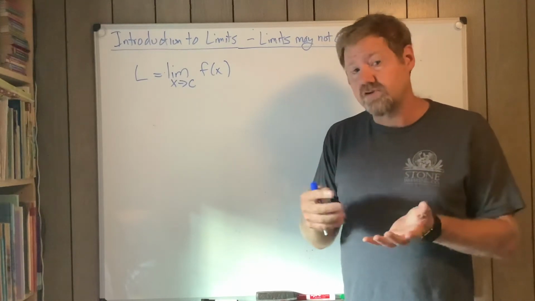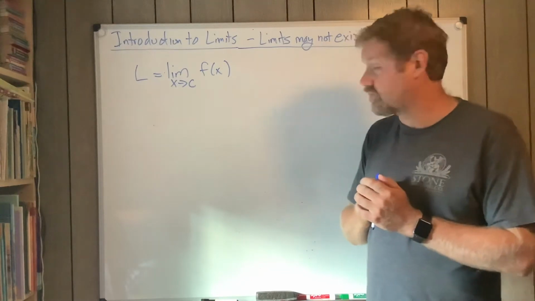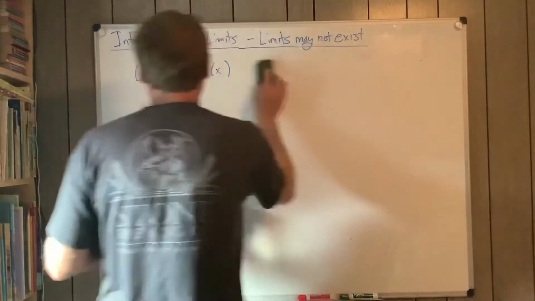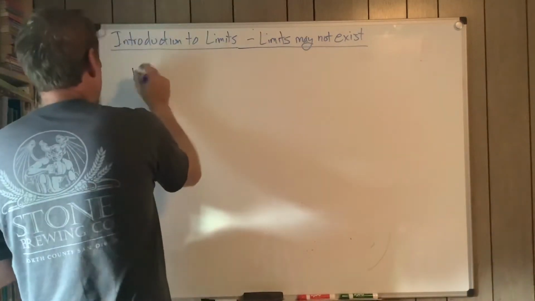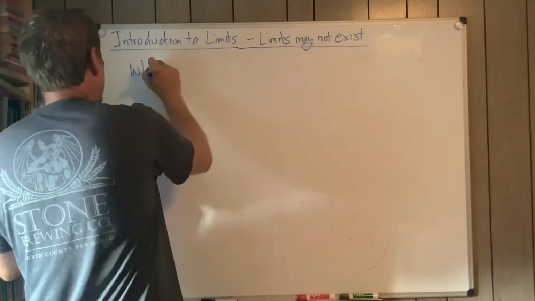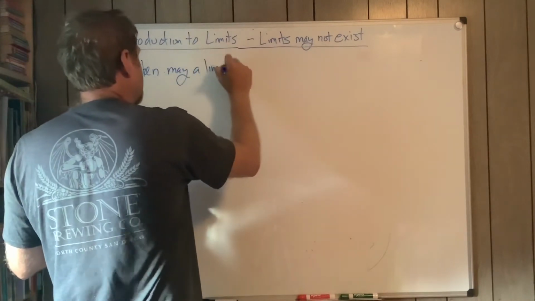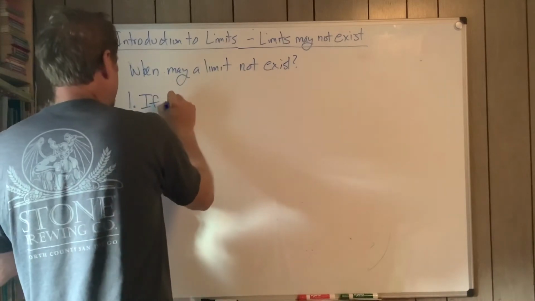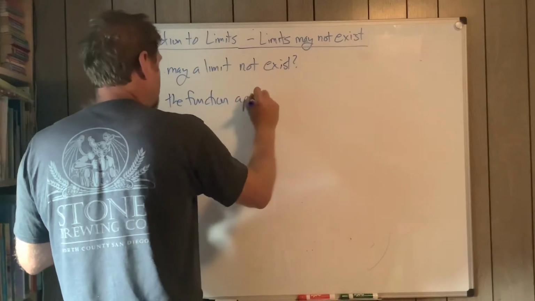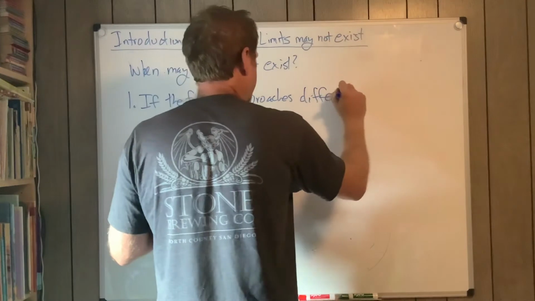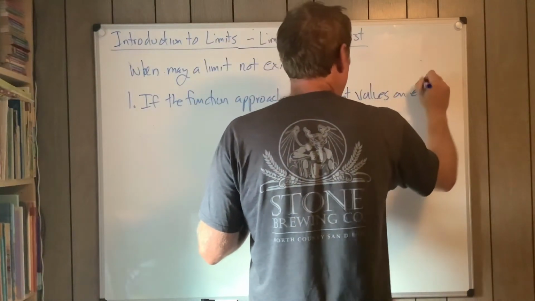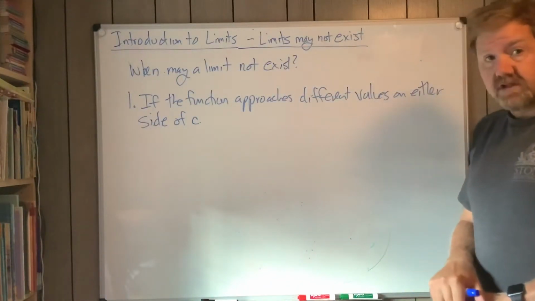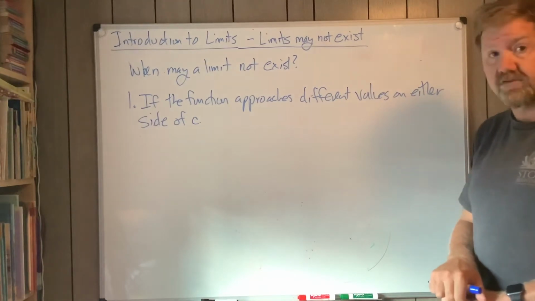So basically what I wanted to do is show you that this doesn't always give an answer. And so there's three cases when this doesn't happen. So I'm just going to walk through each one of these. So when may a limit not exist? First one is if the function approaches separate values on either side of c.